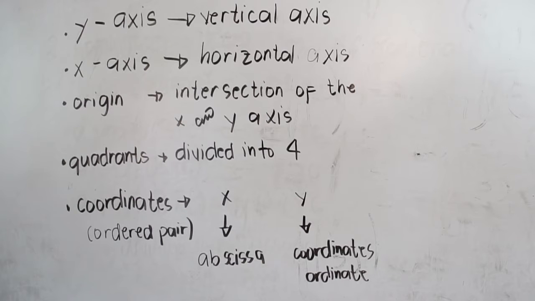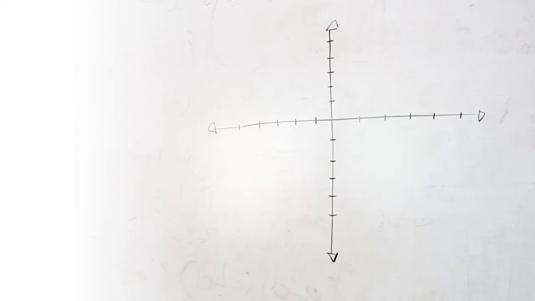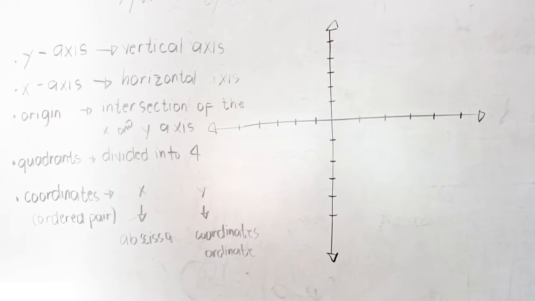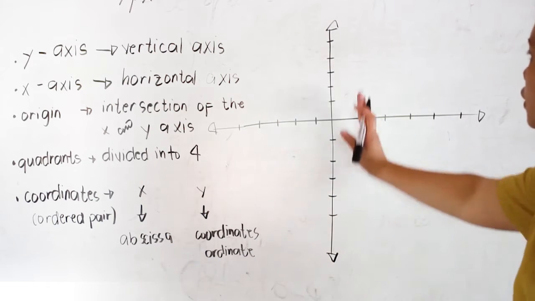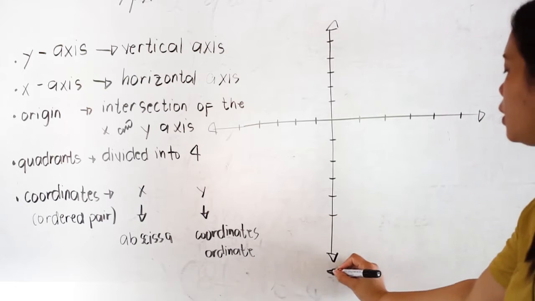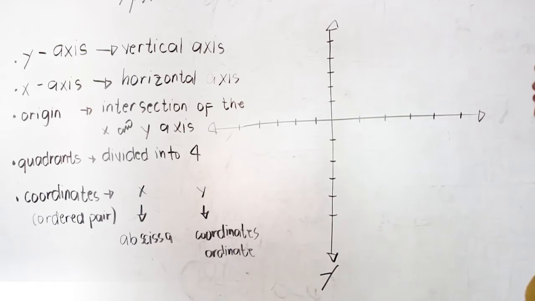So we have here a graph. First, we will locate the y-axis. The y-axis is the vertical axis, so this vertical line is your y-axis. And then next is the x-axis, the horizontal axis. So this is x.